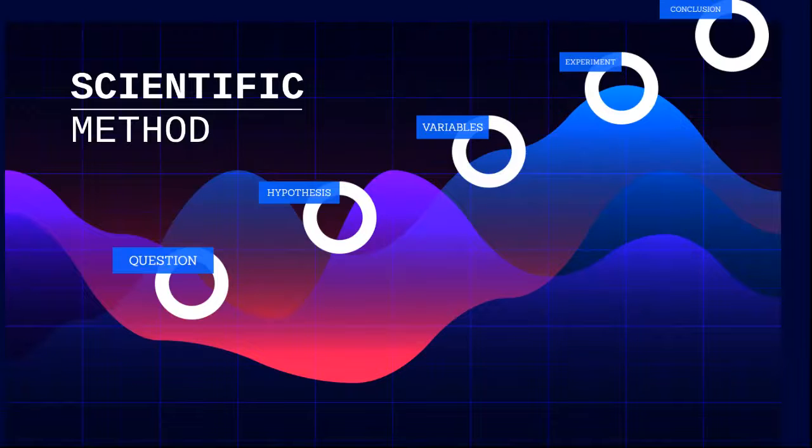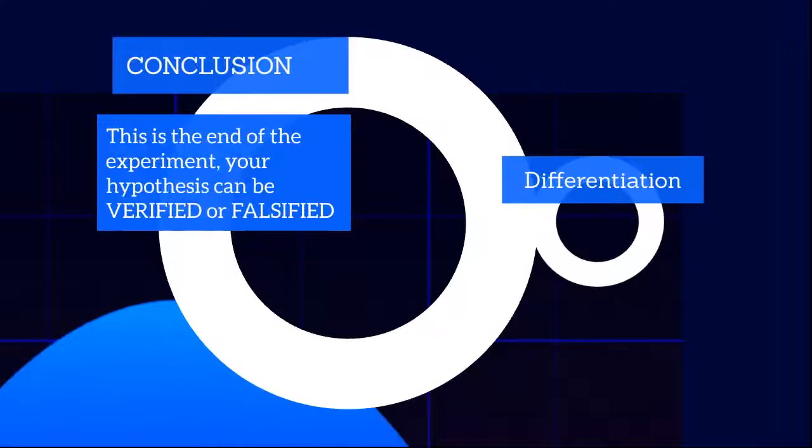So just to kind of review, we've asked a question, we made a guess about what was going to happen in our hypothesis. We've created that experiment, made sure it's fair, has only one independent variable, and has a way for us to measure that dependent variable. Everything else is a control. We've conducted that experiment. We've collected quantitative and or qualitative data, and now we're ready for the conclusion. This is the final step of the scientific method. So this is the end of the experiment where your hypothesis will be verified, meaning that it was correct, or falsified, meaning that it was incorrect.